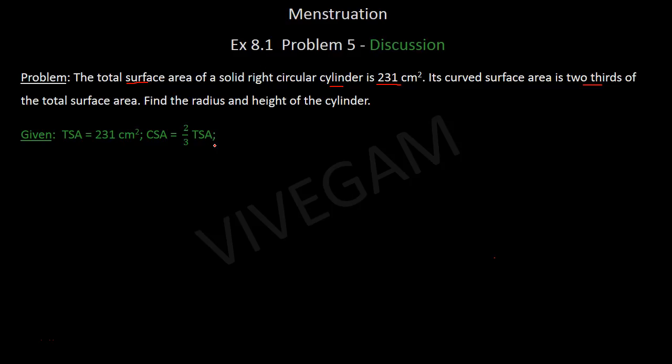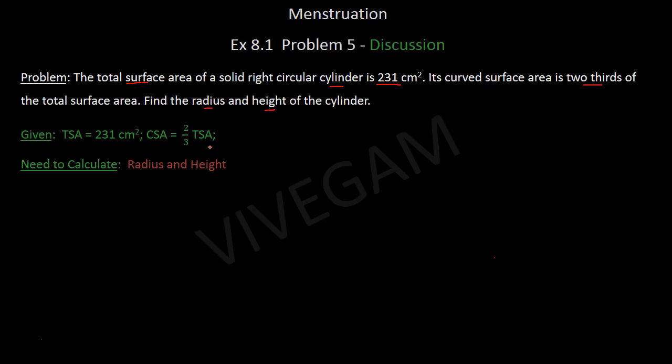Next, what are we asked to calculate? We are asked to calculate radius. We are asked to calculate height. So these are the two things which we are asked to calculate. Let's write it out. Radius and height. Now think about the formula which will connect the radius and height to this TSA and CSA. But this is a special case because CSA is given as 2/3, so we'll have to do it a little differently.